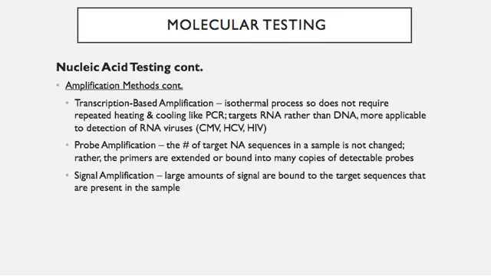Then we've got probe amplification, where the number of target nucleic acid sequences in a sample is not changed, but rather the primers are extended or bound into many copies of detectable probes. And then signal amplification, where you've got large amounts of signal that are bound to the target sequences that are present in the sample.